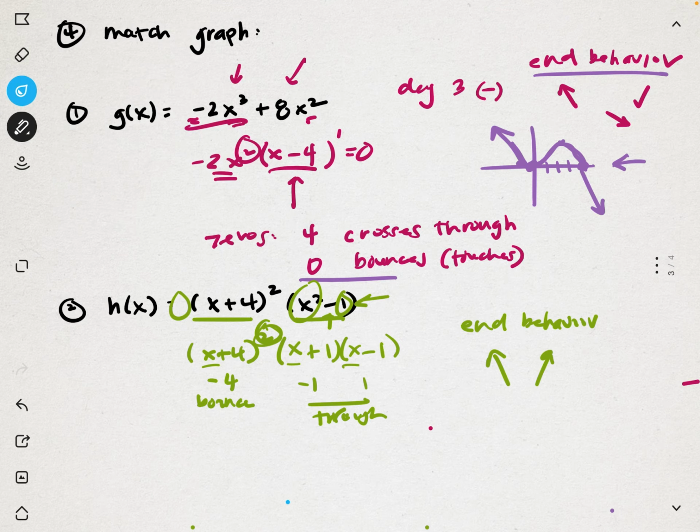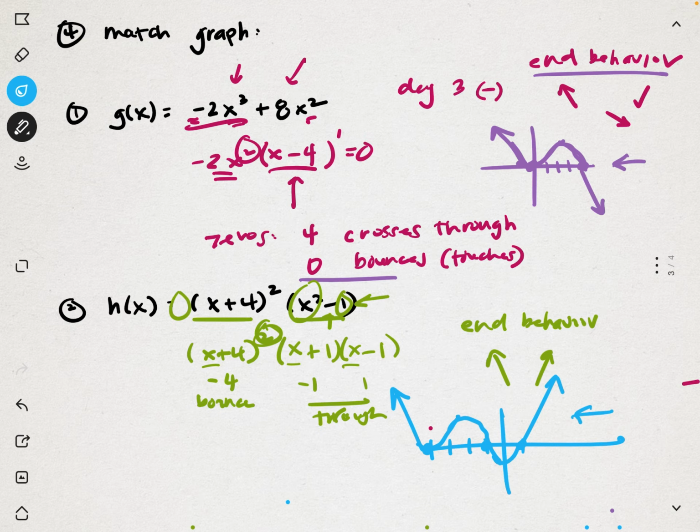Okay, so let's sketch this out. 1, 2, 3, 4. That's -4, -1, and +1. Okay, our end behavior, so these are the two ends, and then our other one is at -1. So from the ends, we know it's going to go up here, up there. We know that at -4 it's bouncing, so it's going to come off our graph. It's going to go through at -1 and through at +1. So we're looking for this graph.